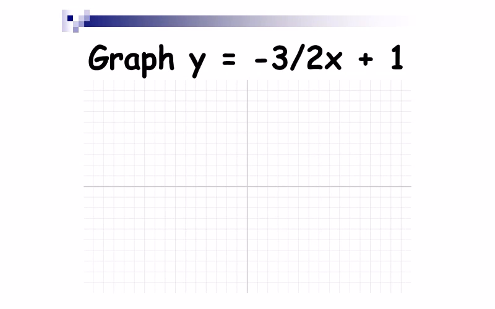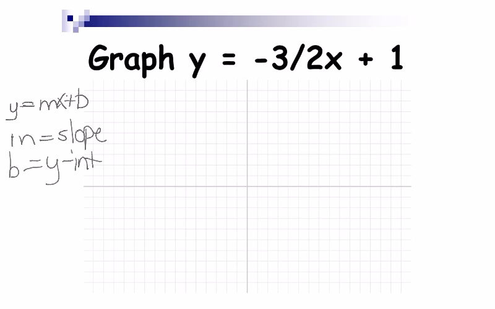And we're going to use an example of y equals negative 3/2 x plus 1. We're going to use the form y equals mx plus b, okay, where m is the slope and b is the y-intercept.